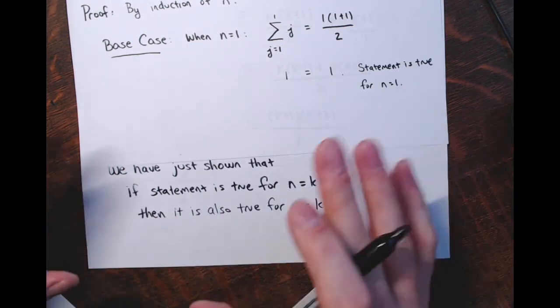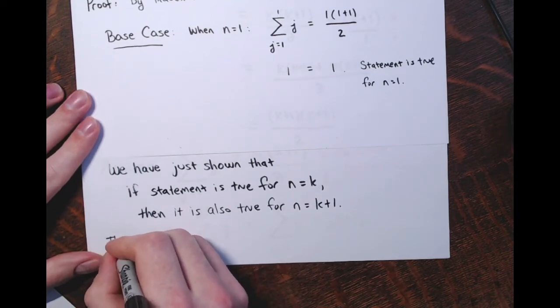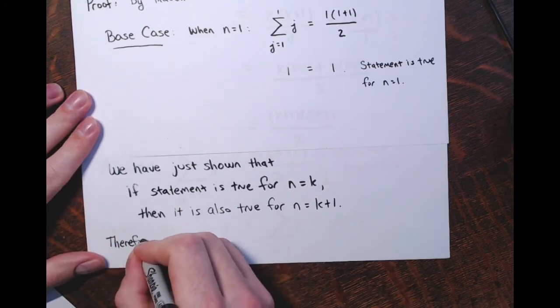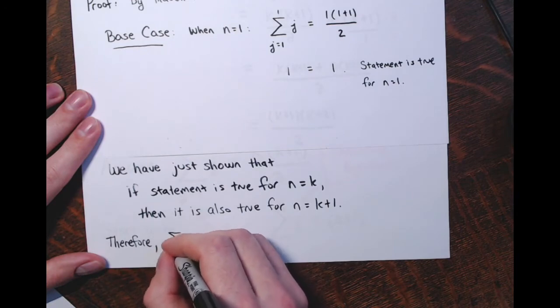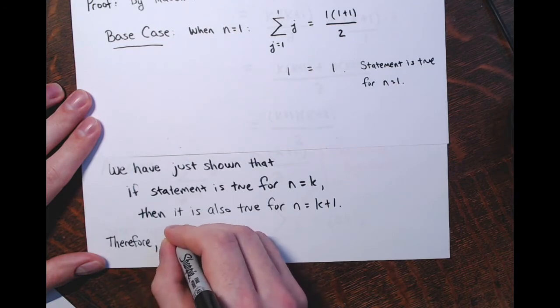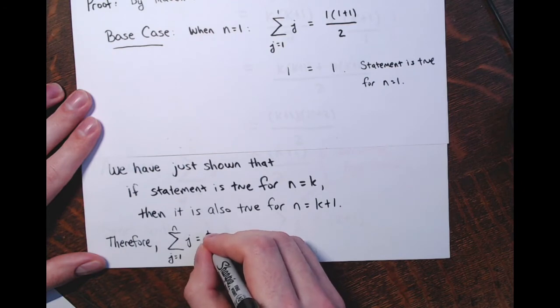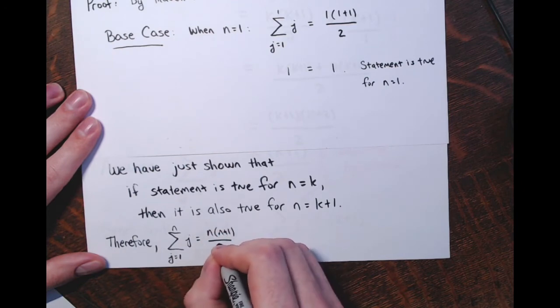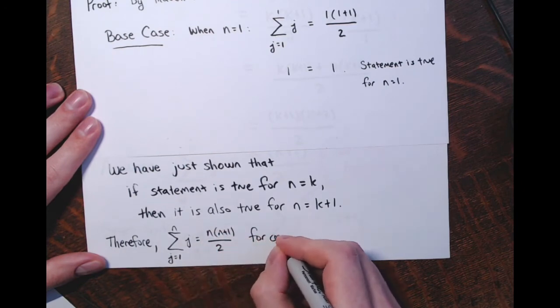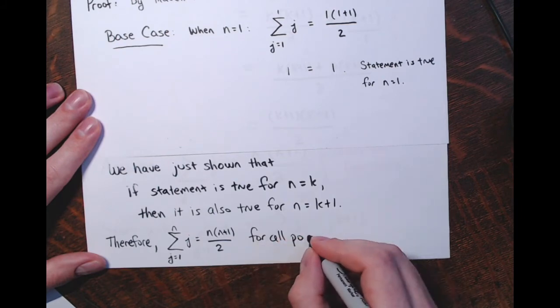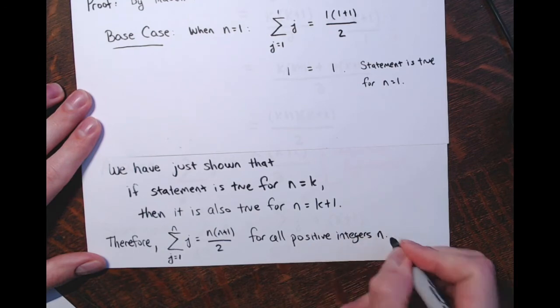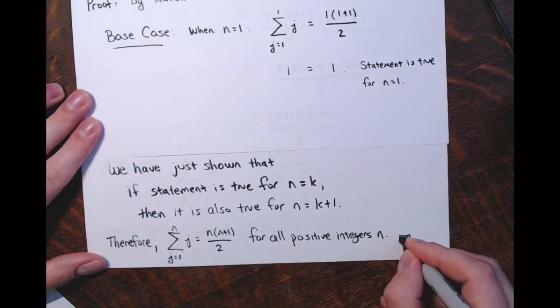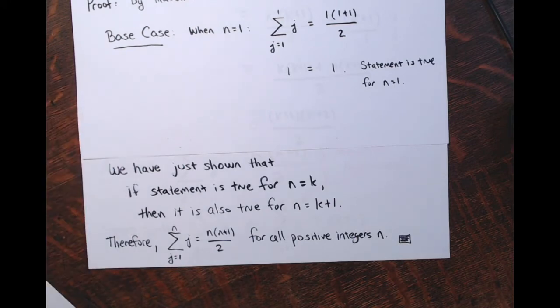So we have just proven, therefore, that the statement is true for all positive integers. The sum from j equals 1 to n of j is equal to n times n plus 1 divided by 2 for all positive integers n. And I'm done. The proof is over. I put a little block or a QED or something.